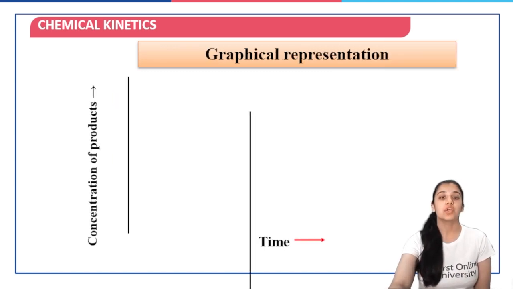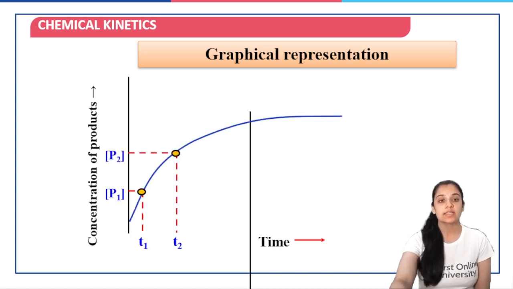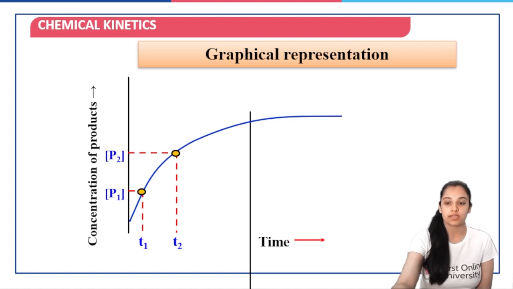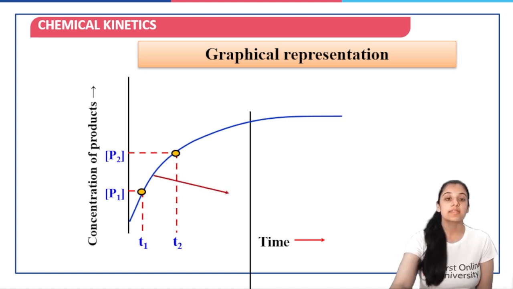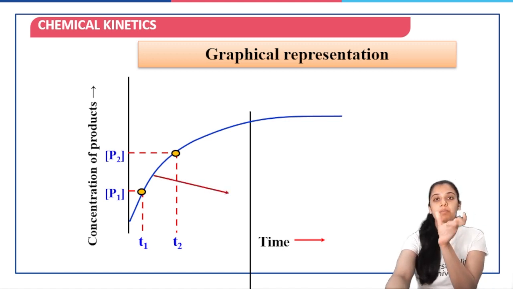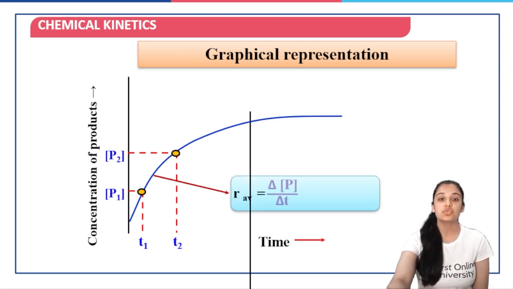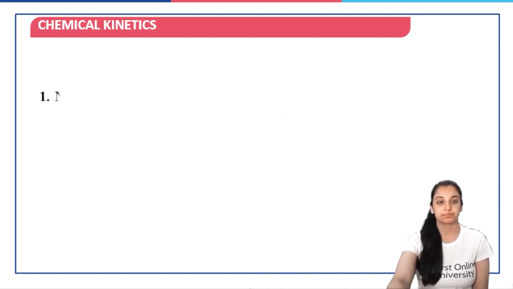Next, if we have the concentration of product versus time, at time T1, we have the concentration as P1. As time increases, the concentration increases. Sorry for this extra line here, this should actually be the x-axis. Anyways, this very small time gap, that is T2 minus T1, is going to give me our average as P2 minus P1 divided by T2 minus T1.